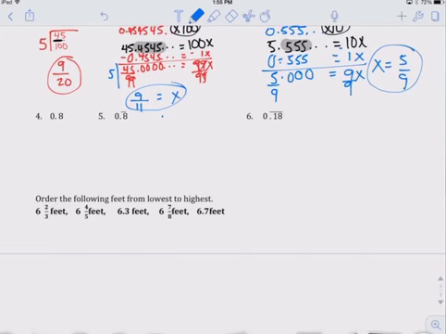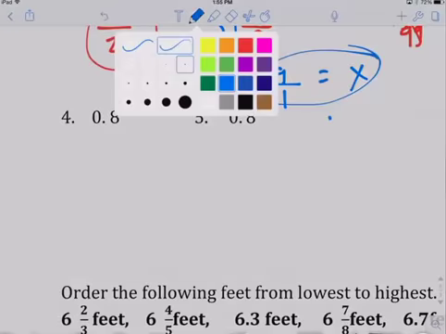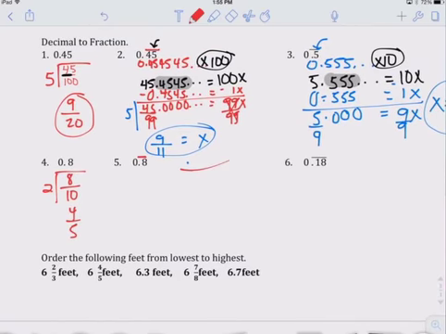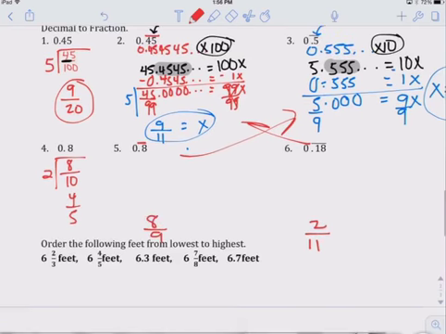Okay, now this is not repeating, no repeating bar, so that's easy. That's just 8 over 10 reduced by 2, 4 over 5. Now, this is repeating, so make sure you do it this way, right over here. Same thing, you do it this way. It's in the hundreds place. The answer here is 8 over 9. The answer here is 2 over 11.